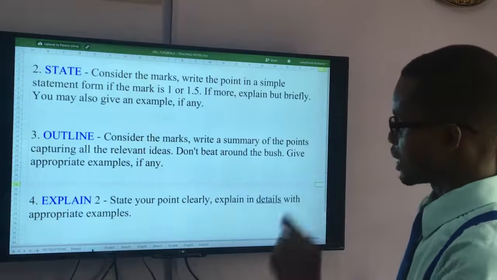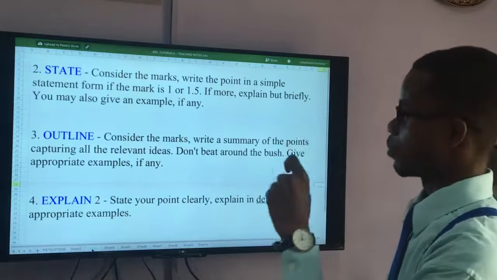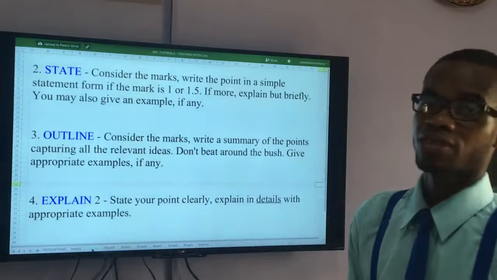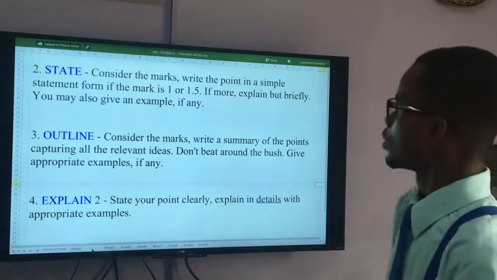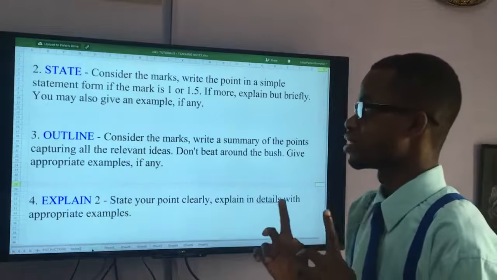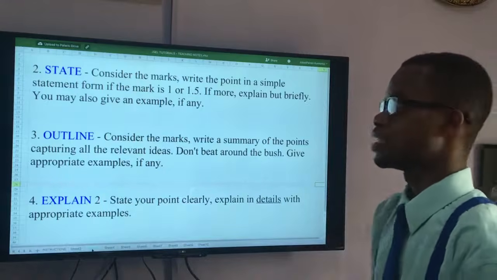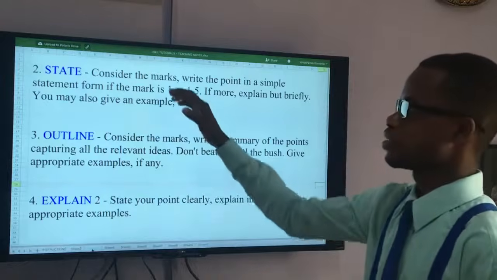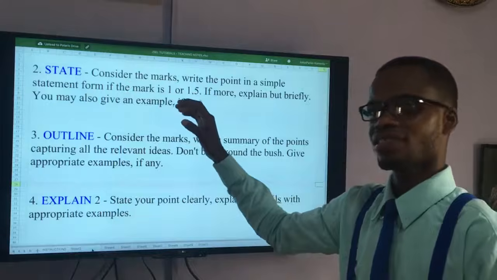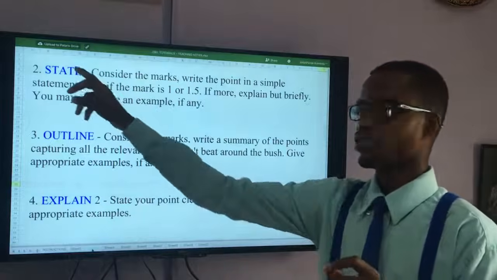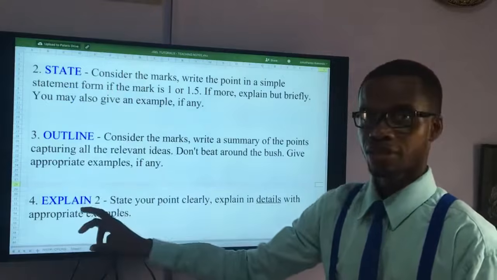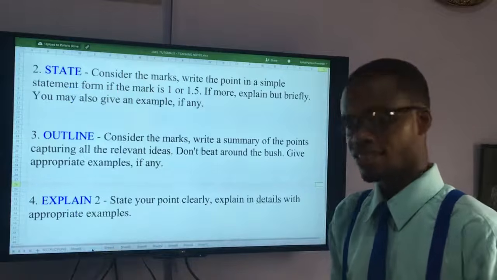Write the point in a simple statement form if the mark is 1 or 1.5. If more, explain but briefly. You may also give an example, if any. They are not expecting you to write a lot of things here, 6 lines, except maybe the question is joined. They join these 2 instructions, state and then explain. There can be a question like state and explain.